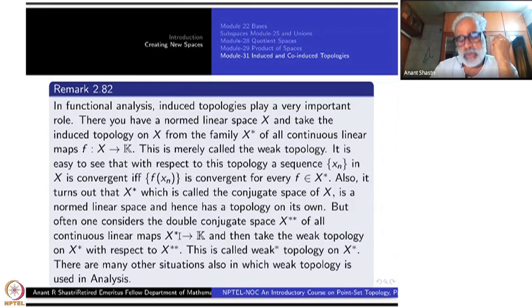In functional analysis, they have just a different name to distinguish this one, but this is also a weak topology only. This is called the weak star topology. The weak star topology is on X star. The weak topology is on X. Only that difference is there, but both of them are induced topologies with respect to a certain family of functions. So you can just call them weak topology. There are many other situations also in which weak topology is used in analysis. We can't go into them much deeper.